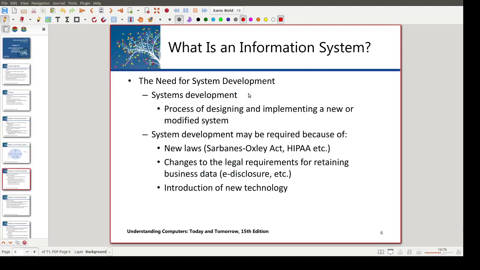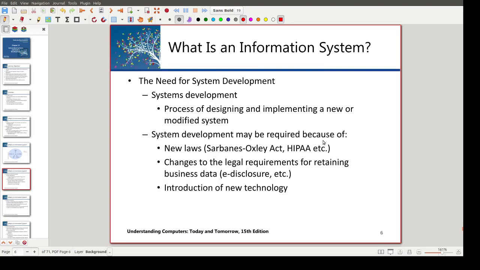The need for system development. Systems development is a process of designing and implementing a new or modified system. So if you have an organization, you might need to start a new system. If you are a working organization and would like to update your systems, then you're going to modify your system. So in both cases, designing and implementing a new system, you need to go through the process of system development. Even if you would like to modify your working systems, it is again a process that needs system development. So why do we need this system development?